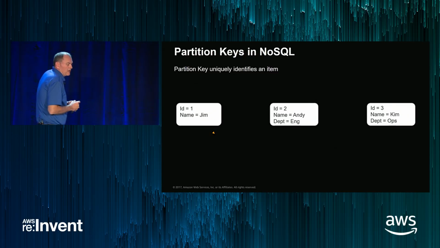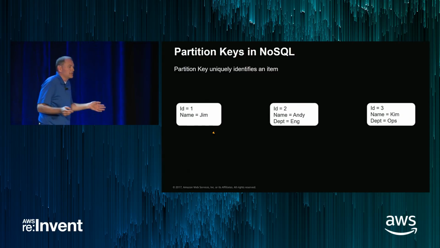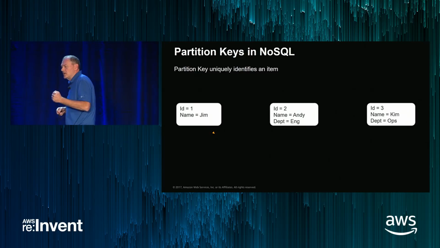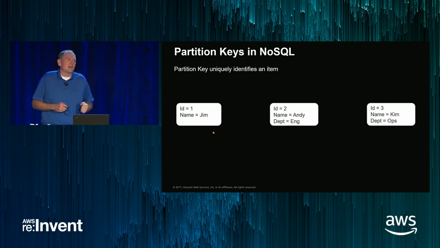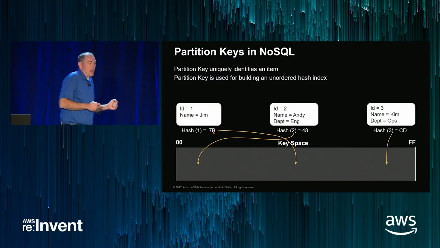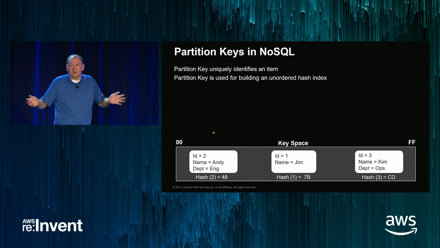So one thing about NoSQL and the way that we actually distribute data in NoSQL, and all NoSQL databases use this same approach, is there's some sort of partition key, shard key, some attribute that's a mandatory attribute that must be provided in the item. It's the only mandatory attribute. It uniquely identifies the item. And what we're going to do is hash that attribute value and create this unordered hash index and lay these items out across this arbitrary key space.